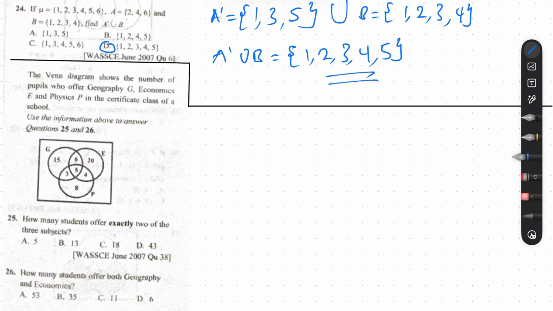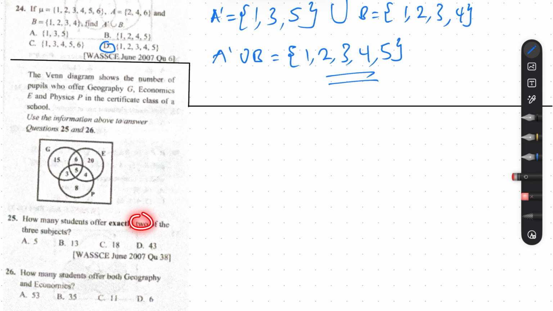Let's move on to the next set of questions. Let's read it. The Venn diagram shows the number of pupils who offer geography, economics, and physics in the certificate class of a school. So this is our Venn diagram. We have geography, we have economics, we have physics. The first question says, how many students offer exactly two of the 3 subjects?